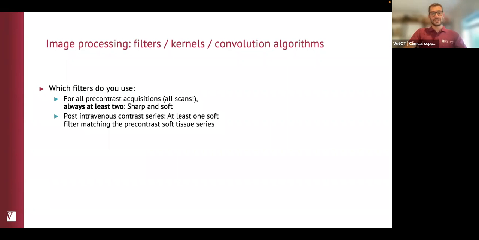Now, if you do give contrast, you obviously are going to need additional series. And this is a little bit different depending on where the contrast is located. Generally, when we talk about post-intravenous contrast, we are looking at vessels, and particularly also at organs or how a mass or a lesion enhances.